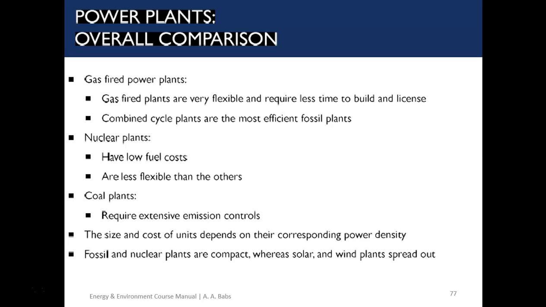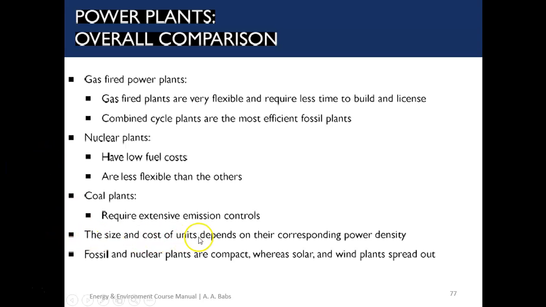The size and cost of units depend on their corresponding power density. Fossil and nuclear plants are compact, whereas solar and wind plants can be spread out. Fossil and nuclear plants are compact in the sense that they have to be in one location, whereas solar and wind plants are spread out in the sense that you can have a solar power plant in one location today, and then you can have another one in another location, and then you can connect all the electricity together at one point to be used by the user.